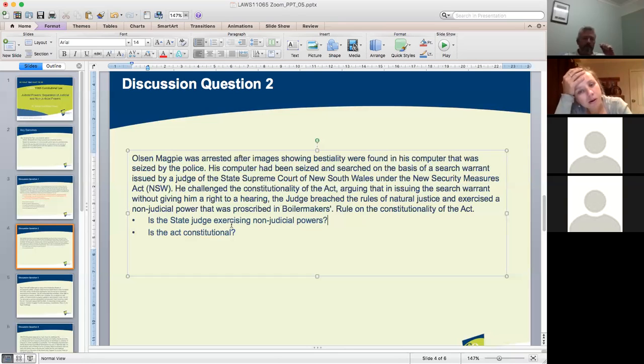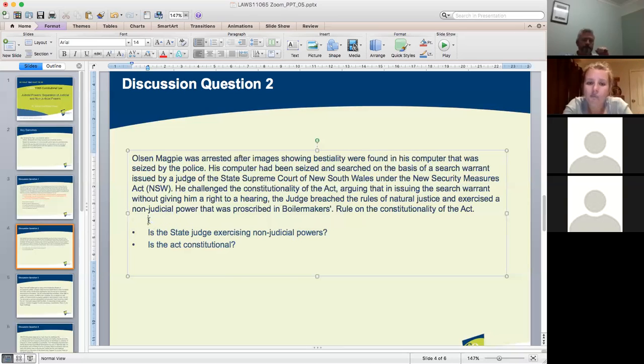Maybe ask what powers the state judge is exercising in issuing a warrant of arrest? Okay, so you can ask. So the question you were asking is, can a state judge issue warrants of arrest? Yeah. That still seems to be a yes or no answer.